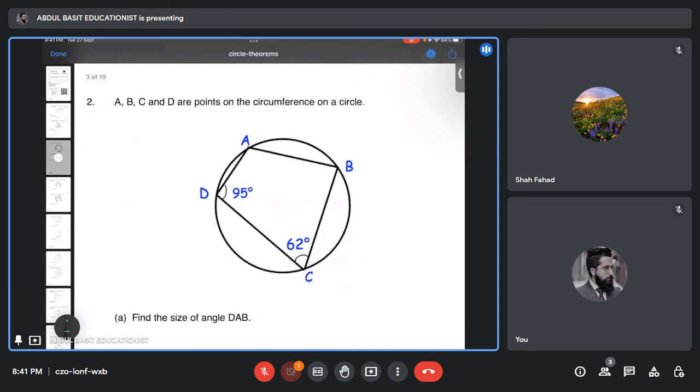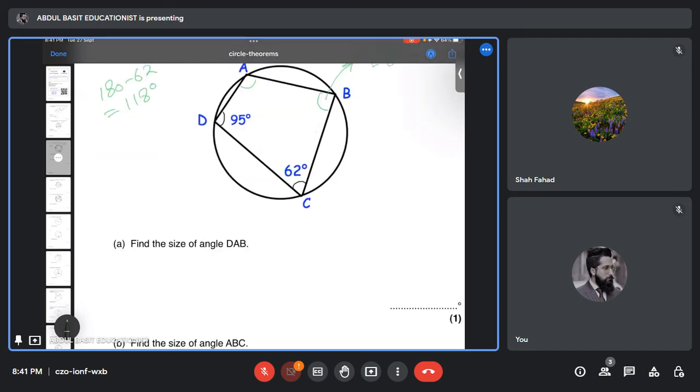Moving forward, you can see a cyclic quad. Okay, so we can find out the other angles like that. Like for example, angle B. So angle B is equals to 180 degrees minus 95 degrees. So 180 minus 95 is 85 degrees. Okay, 62 plus this is 180. So 180 minus 62 is equals to the answer. So it is 118 degrees. It's a cyclic quad, and in a cyclic quad the sum of opposite angles is equals to 180. That is the reason I found out.